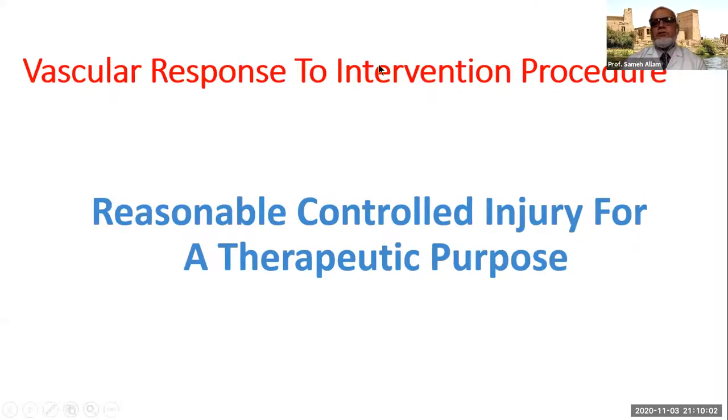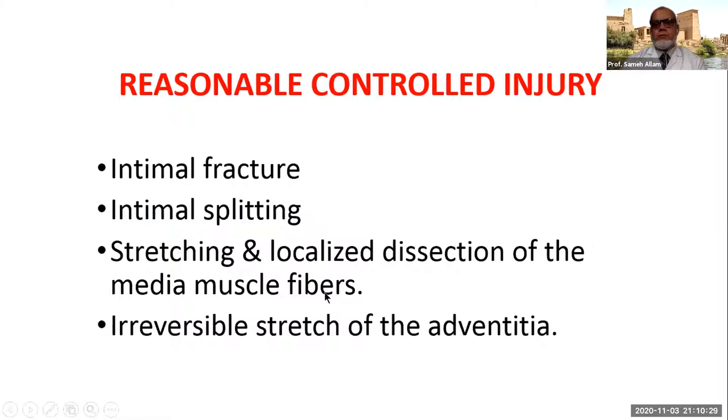What is the actual vascular response to intervention procedure? If we are going for intervention, balloon dilatation, stent, what are we doing actually? We are causing reasonable controlled injury for a therapeutic purpose. This is what we are actually doing during our procedure, PTCA and stenting. Reasonable controlled injury for a therapeutic reason. What is meant by reasonable controlled injury? We cause intimal fracture. We cause intimal splitting. We cause stretching and localized dissection of the medial muscle fiber.